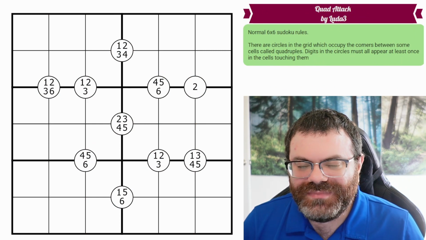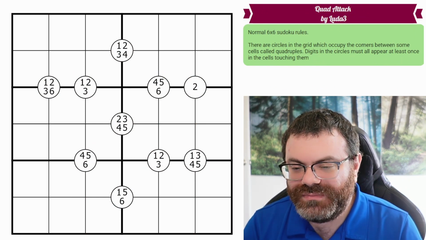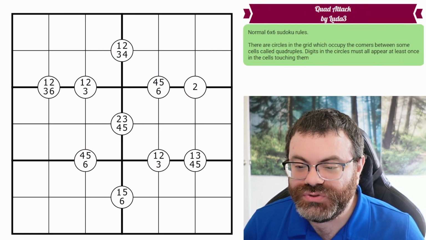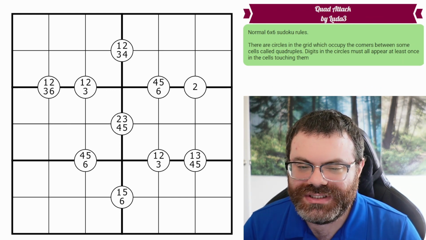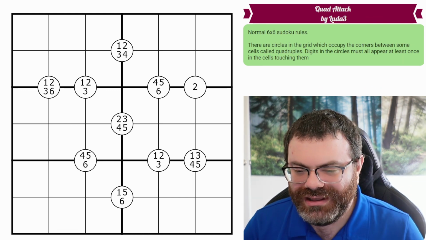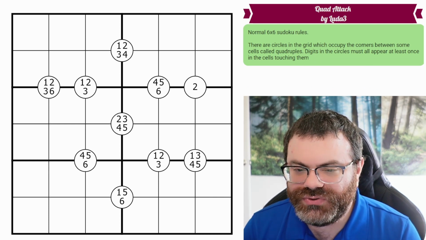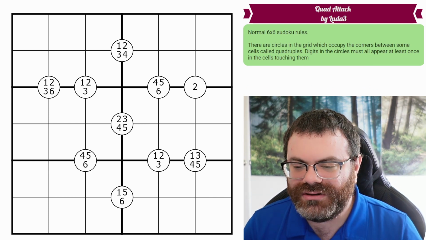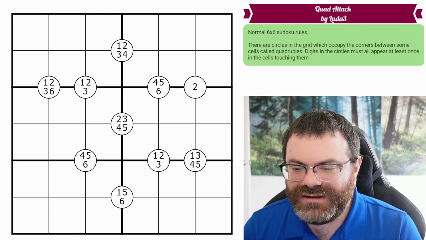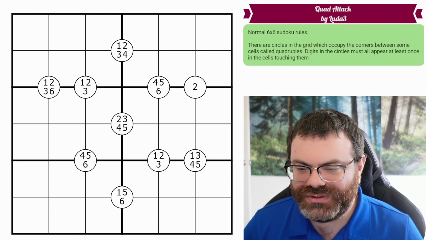So this is the first puzzle in our theme week number 2, which is quadruple themed. All the puzzles this week, starting today, will have quadruples in them. This first puzzle is pure quadruple, so you can get to know the constraint, and then all the rest of them this week will be quadruples plus one other constraint.